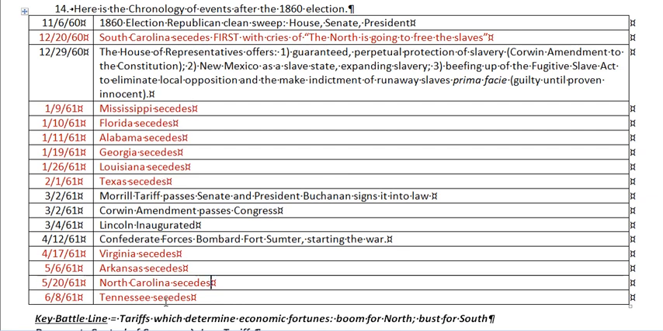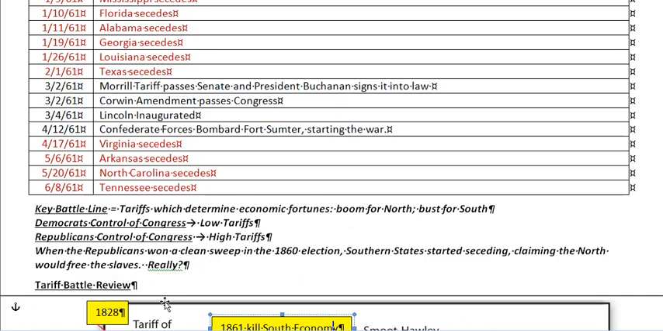All right. So the key battle line was tariffs, which determined economic fortunes. Boom for the North, bust for the South. Democrats controlled Congress, so whenever the Democrats controlled Congress, they lowered tariffs. Whenever Republicans controlled Congress, they raised tariffs. Right? These are clear battle lines.